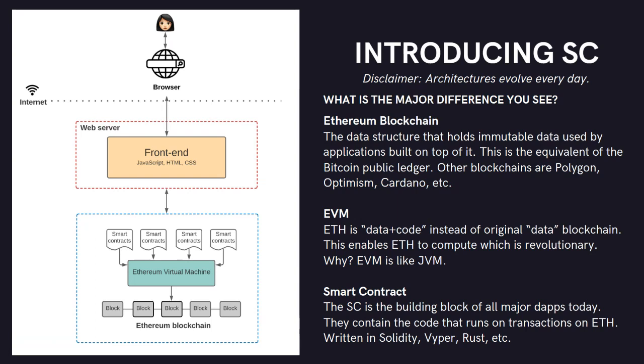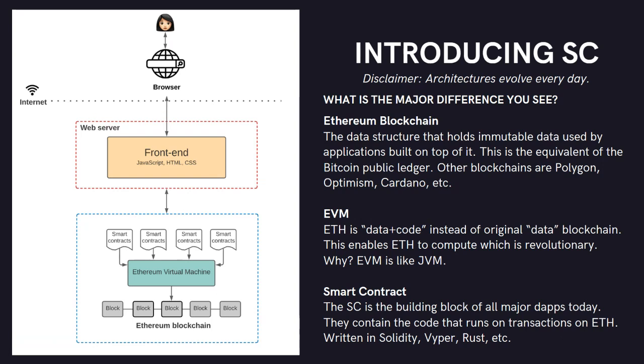Okay, cool. Now, the Ethereum blockchain is the equivalent of the Bitcoin public ledger. Let us break that down. What I mean is that there are a number of different blockchains. The Ethereum blockchain is one of them. There's also the Bitcoin blockchain. There are also Polygon, Optimism, Cardano, which we will meet later in the lecture. So these are all different blockchains that exist. Each has its own different properties, but each of them also abides by a few rules such as immutability of data and so on and so forth. So that is what the Ethereum blockchain is. It is the data structure that holds immutable data.